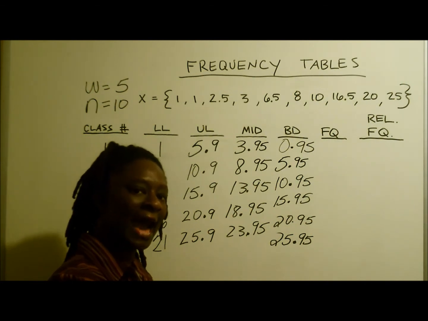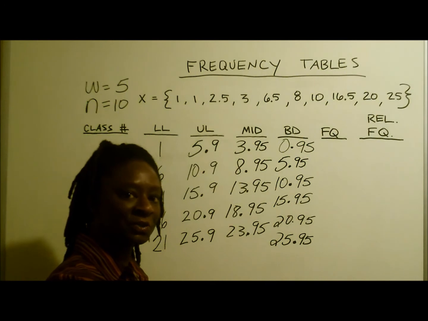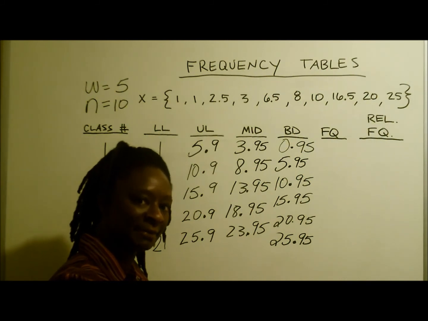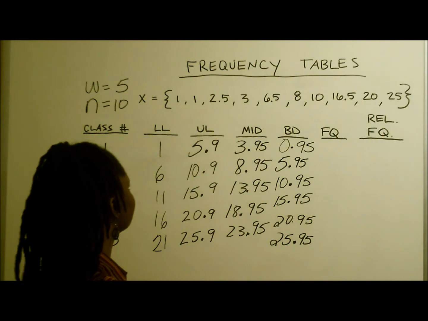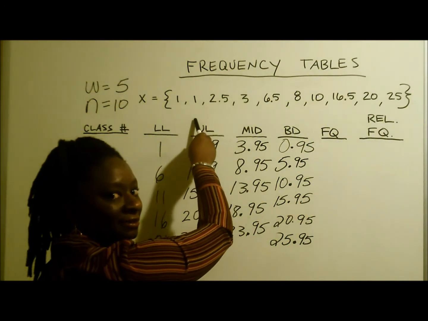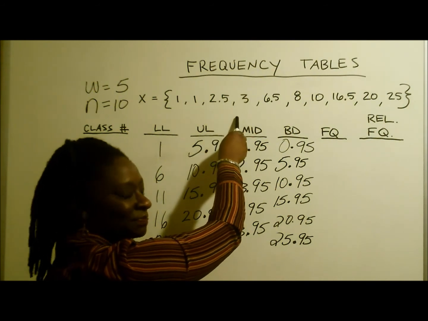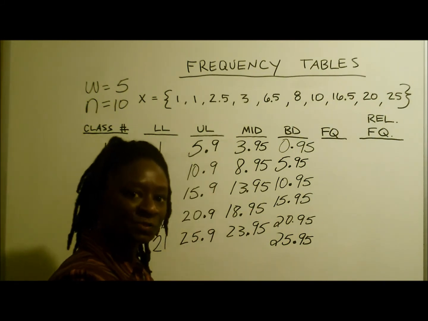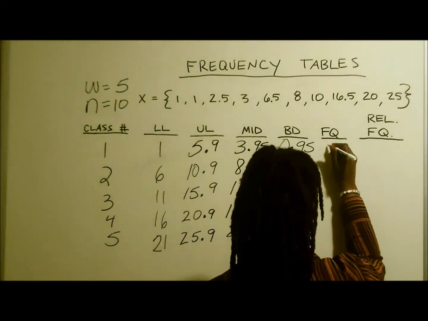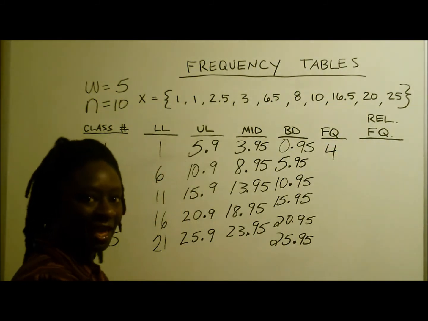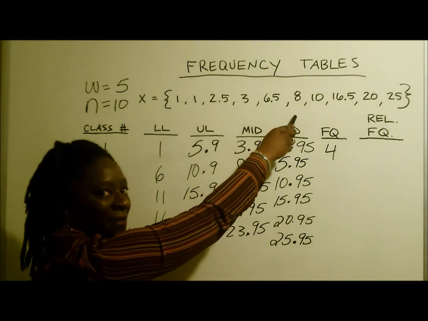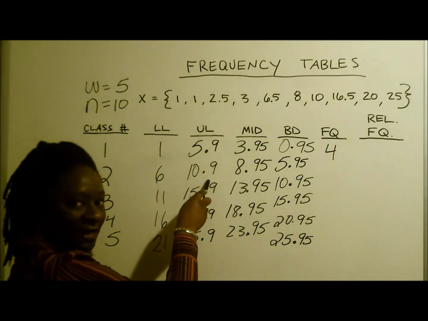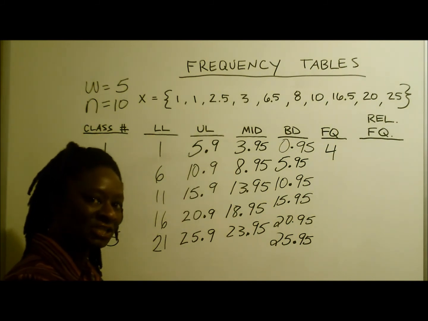The next thing I'm going to show you is how to get our regular frequency. All we have to do is go back to our data and see how many times a number falls within our class limits. So let's take a look. We have 1 mile, a mile again, 2.5 miles, and 3 miles. These all fall in class 1, between 1 and 5.9. So class 1 has a frequency of 4. Then we have 6.5 miles, 8 miles, and 10 miles. They all fall in class 2, between 6 and 10.9. So we have a frequency of 3 in class 2.